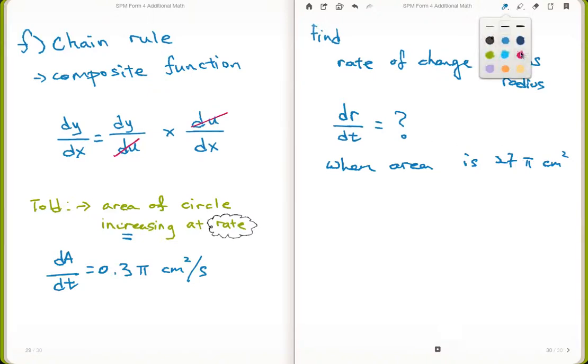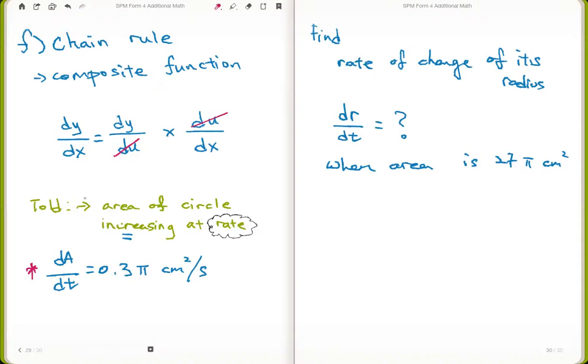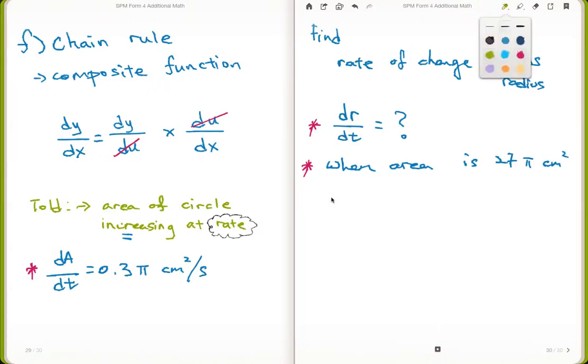In order to solve it, a few things I want you to do is, first of all, you need to write this down. What do they give you? What are you asked to find? And what's the area? You have these 3 things, you're quite fit to go. So start out with dr over dt, what you need to find, equals to.